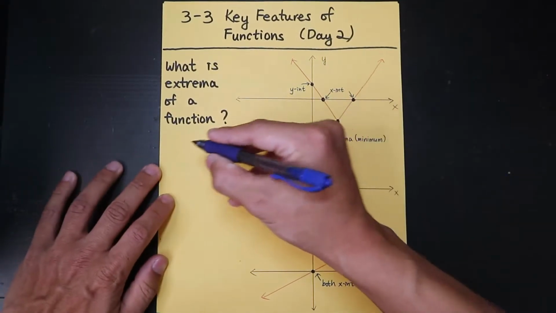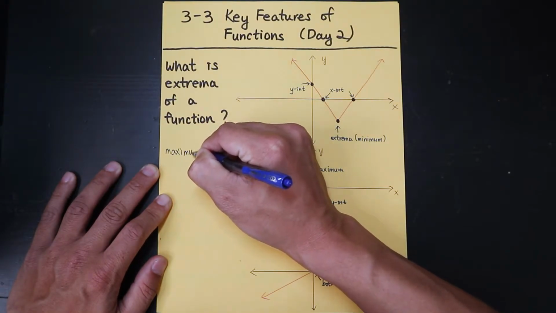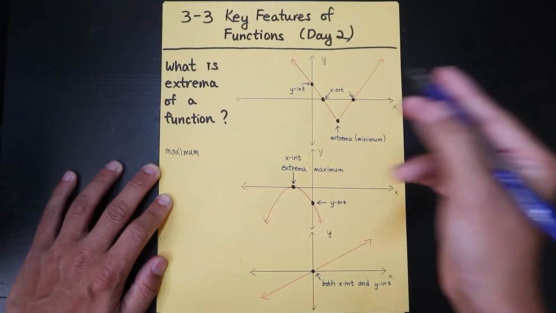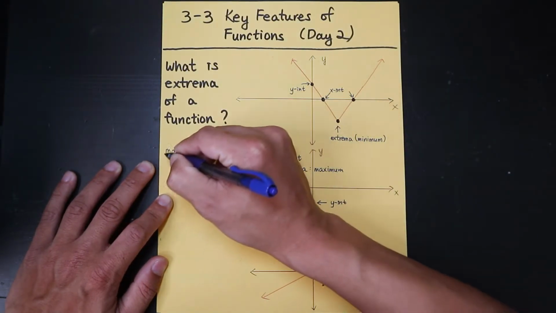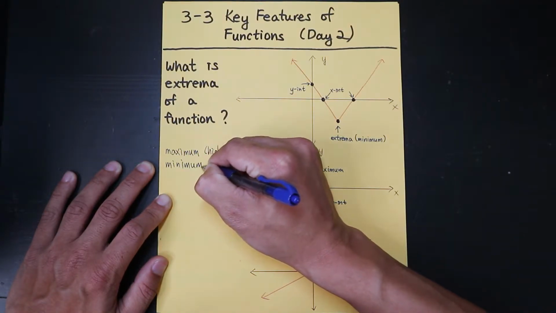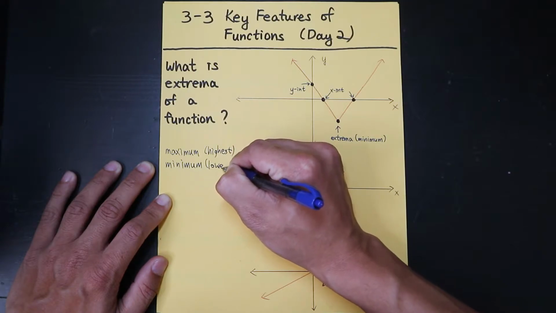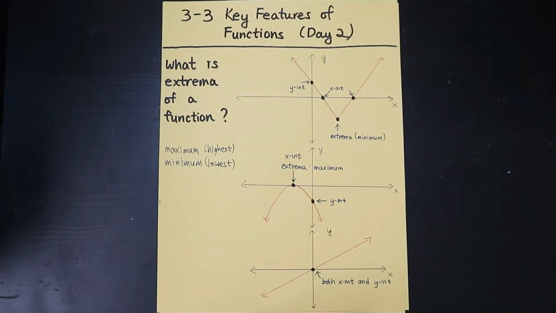And there are two types of extrema. One of them is called the maximum. The maximum is the top of the hill, the highest point, right? So we're going to say the highest point. And then the other one is the opposite, which is the minimum. And that is the lowest part of a graph. So it is maximum or minimum. Those are the two types of extrema.